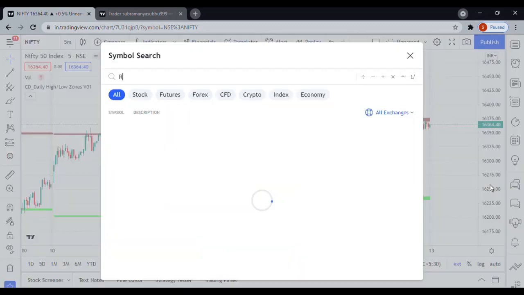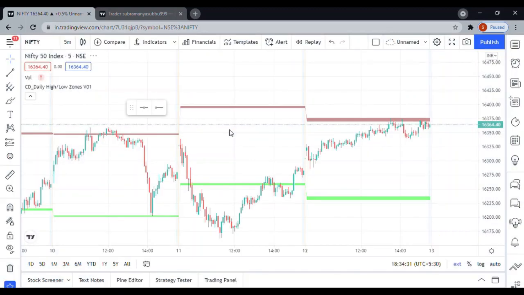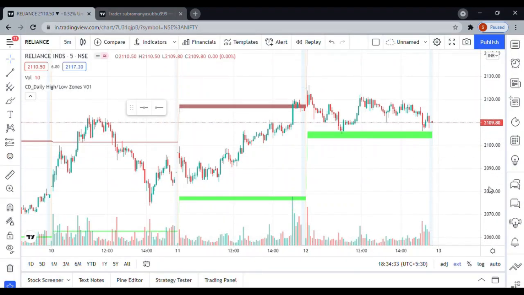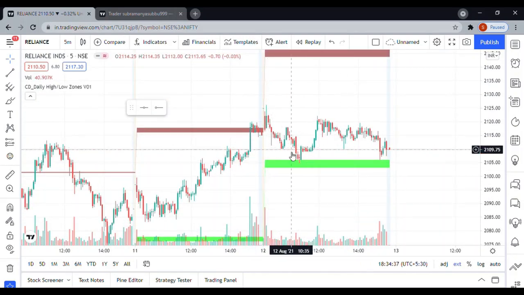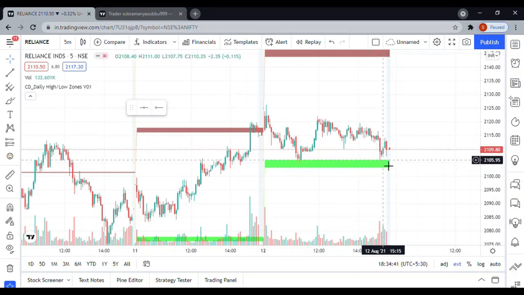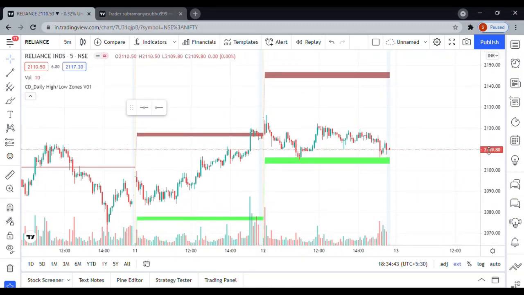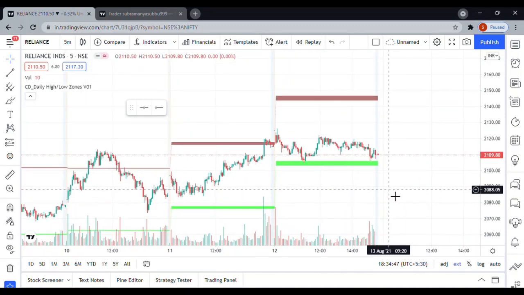Let's say Reliance Industries. See, today the stock came down and found a support, and it has moved up quite a bit. It found a support again and moved up. So you need basic analysis or basic trading knowledge to use this indicator. Don't blindly use this indicator.